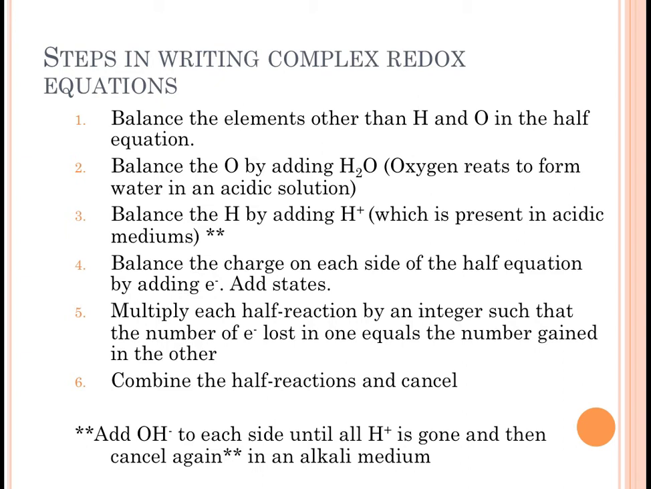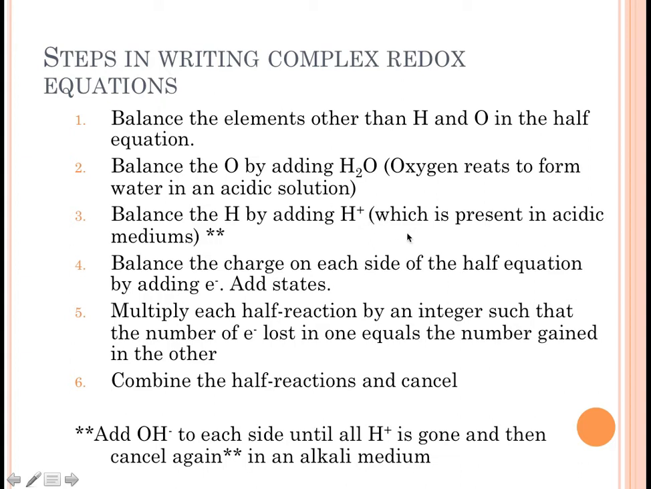If we want to do more complex ones, we use our COHES. A little acronym to help us remember. So K is for key element. That's our first step. We balance the elements other than hydrogen and oxygen. So it might be carbon, it might be nitrogen, it could be anything other than hydrogen and oxygen in there. O for oxygen. Next up we balance the oxygen by adding H2O.